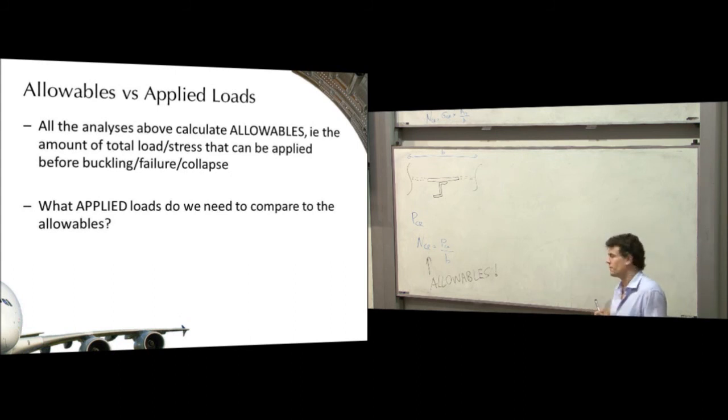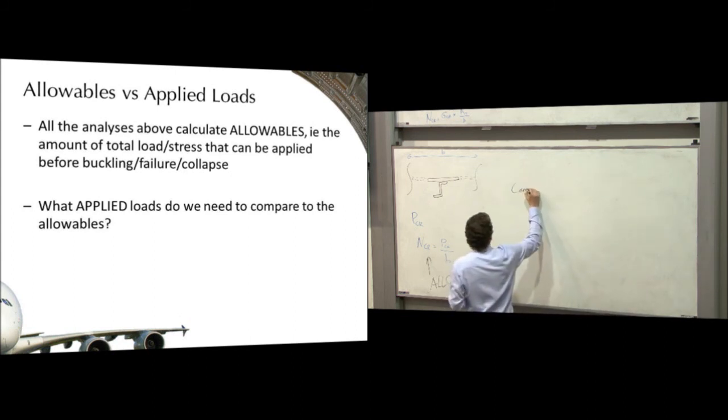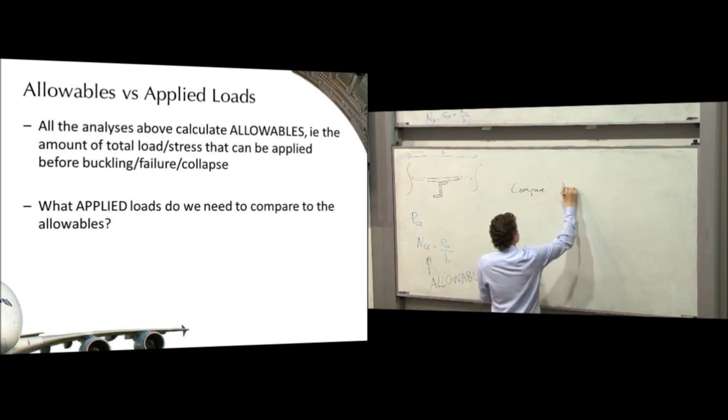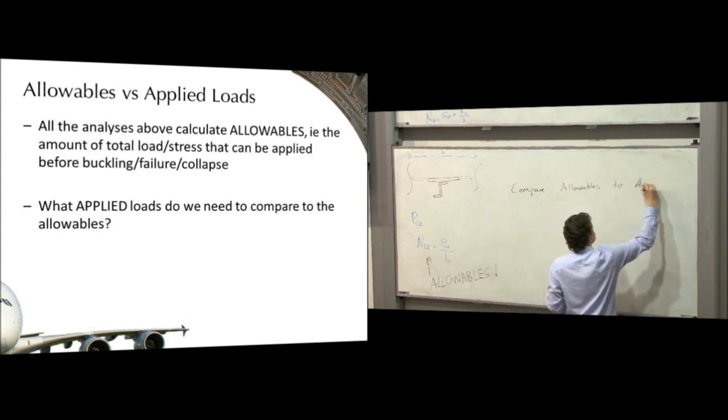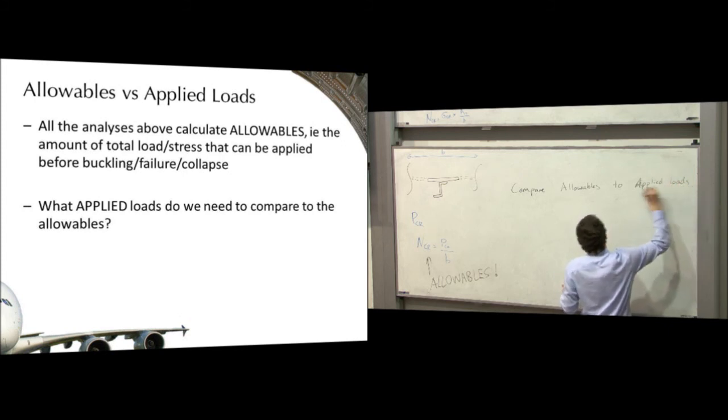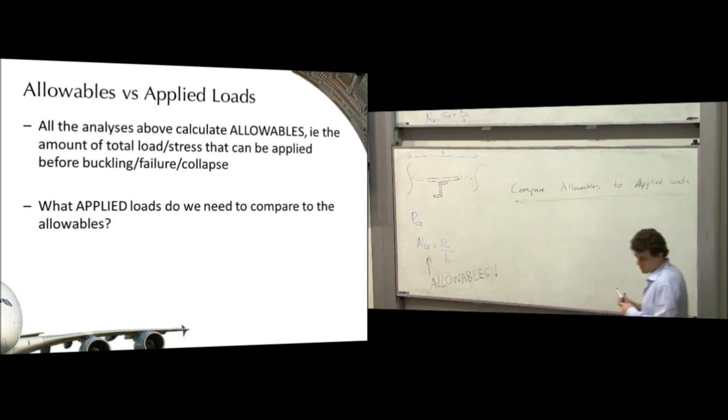So to tell whether our structure's failed, we have to compare allowables to applied loads. But the question is, what applied loads? We know that when we design aircraft, we design them based on limit loads, we design them based on ultimate loads, we design them based on all sorts of different load cases with control surfaces deployed, doing certain maneuvers, different load factors.